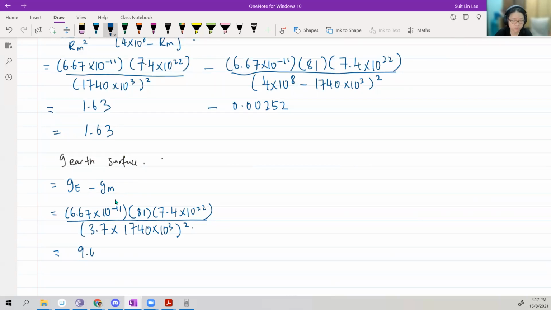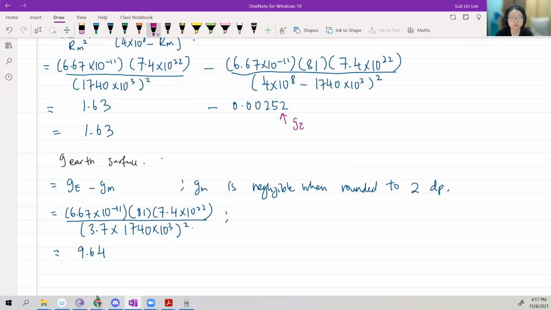I get 9.64. GM is negligible when rounded to 2 decimal points. This one, I don't know.